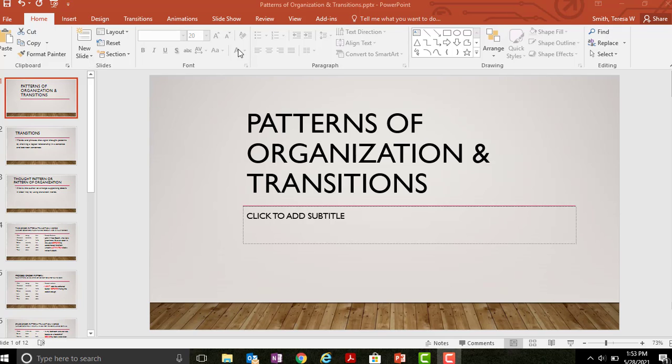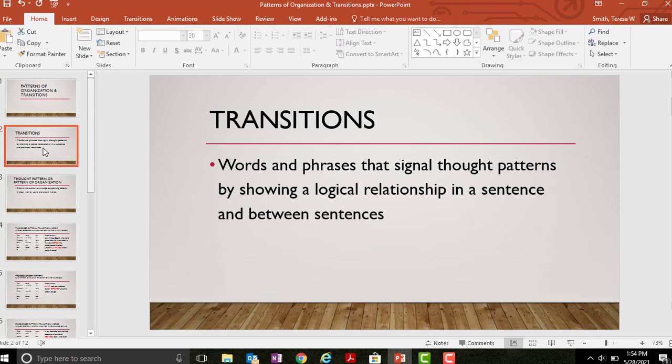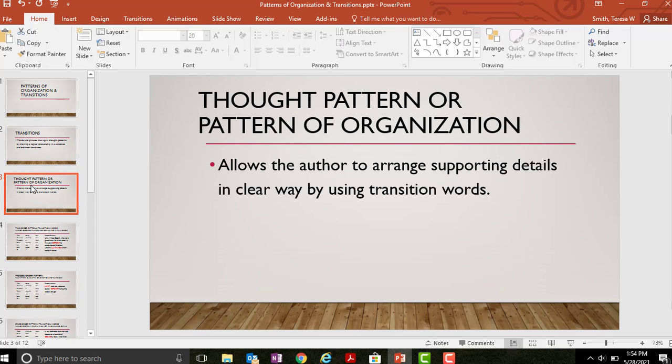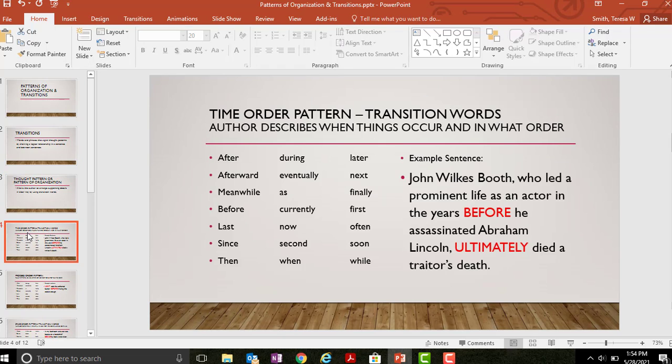This video is going to show you patterns of organization and transitions. So transitions are words and phrases that signal thought patterns by showing a logical relationship in a sentence and between sentences. Authors use thought patterns to arrange supporting details in a clear way by using transition words.